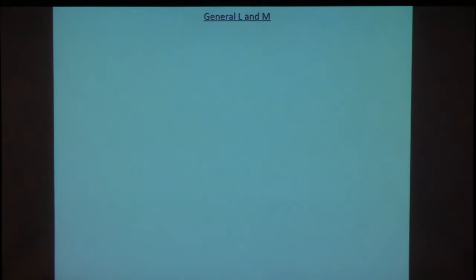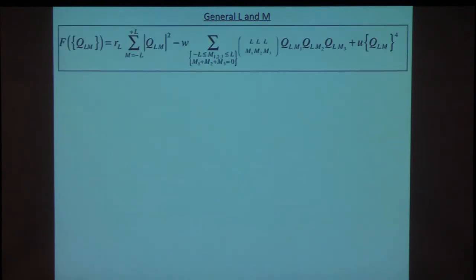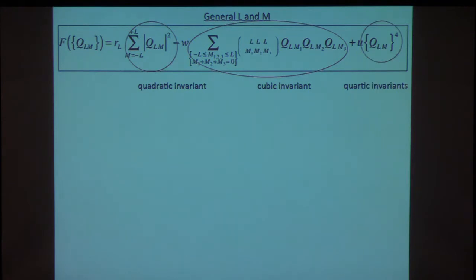So now we're going to go to the big league. General L and M. So here is the horrible expression. It's exactly the same idea. You construct the quadratic invariant, the cubic invariant, and the quartic invariant, constructed out of these Q_LM, and this comes out of pure math, these invariants. I mentioned to you there are strict ways of constructing it. This is like R squared equals X squared plus Y squared plus Z squared. This is a little harder, and this is a lot harder.